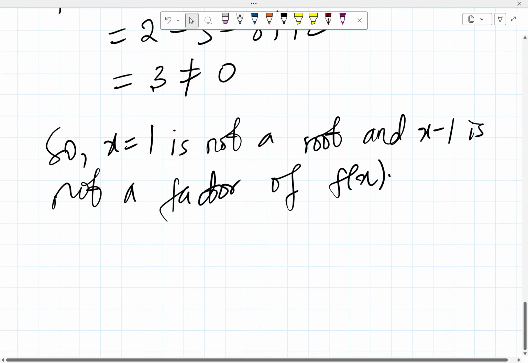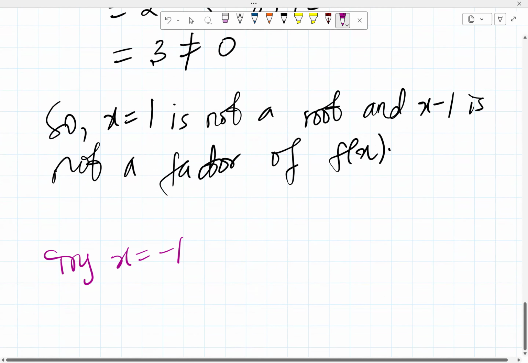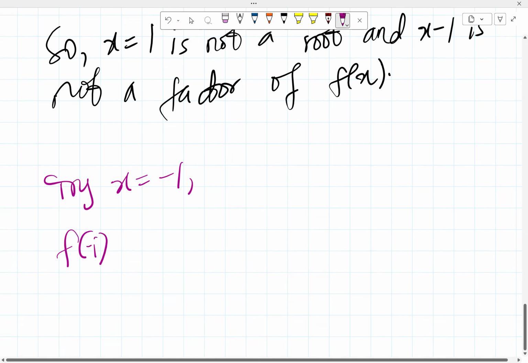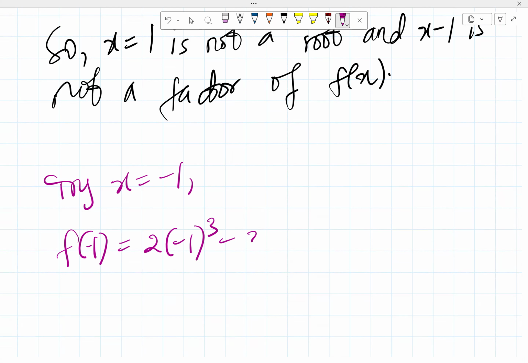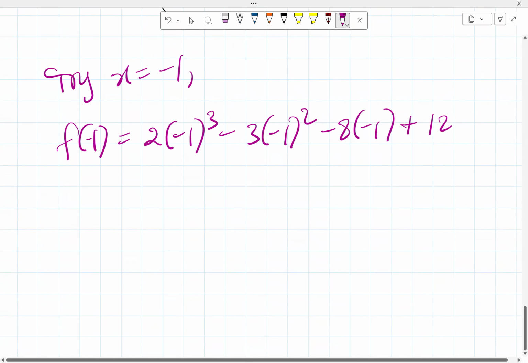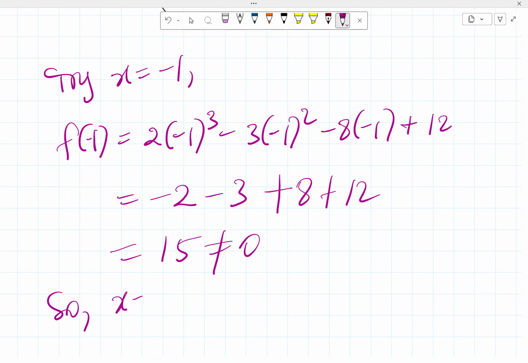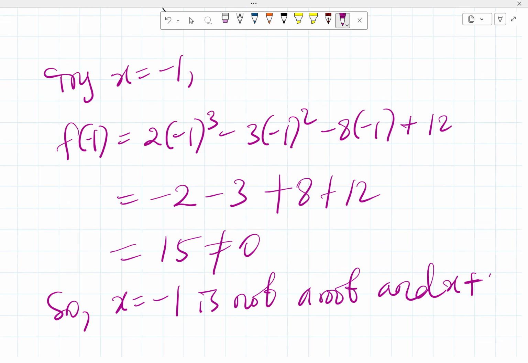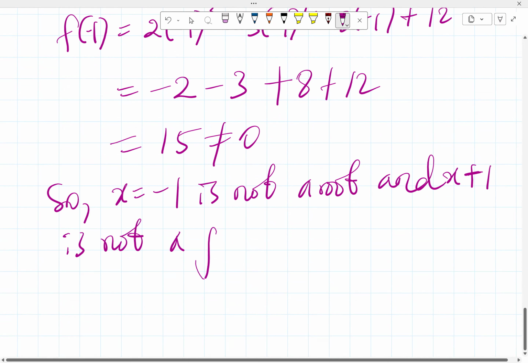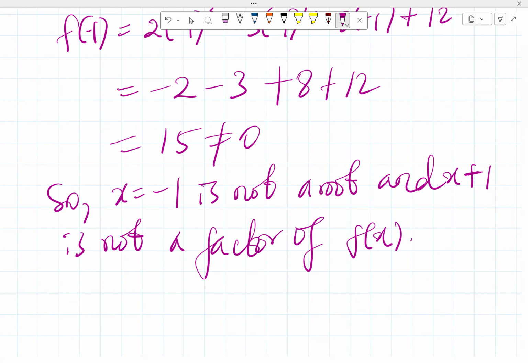So we keep trying. Next, we try x equals minus 1. So f of minus 1 will be 2 into minus 1 raised to power 3, minus 3 into minus 1 raised to power 2, minus 8 into minus 1, plus 12. Minus 1 cubed is minus 1, so that is minus 2. Minus 1 squared is 1, times 3, that's minus 3. Minus 8 times minus 1, that's plus 8, plus 12. This is 20 minus 5, that's 15. So 15 is not equal to 0 again. So x equals minus 1 is not a root, and x plus 1 is not a factor of f of x.